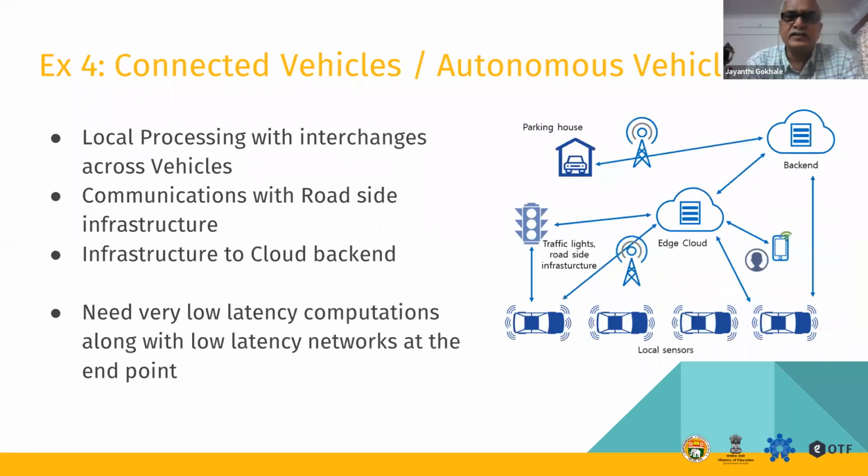And the fourth use case is a classic use case that people always talk about, the connected vehicle or autonomous vehicle architectures. If you understand this use case, most of the requirements follow. It is a scenario where you have a lot of local processing to be done within the vehicle, between the vehicles, and you may also have to interact with the infrastructure which is set up across the roadsides.